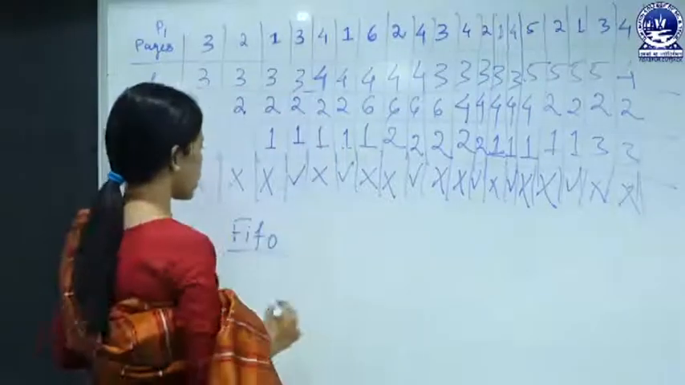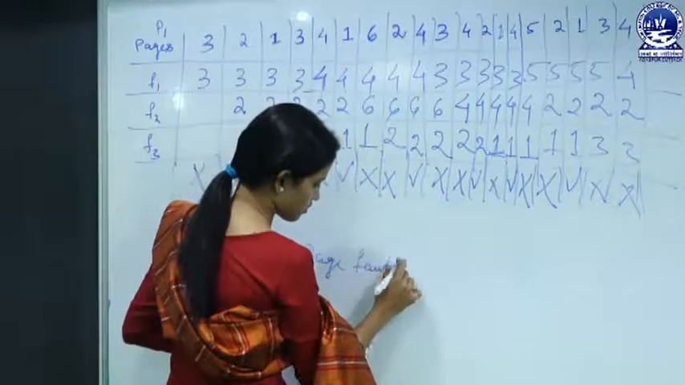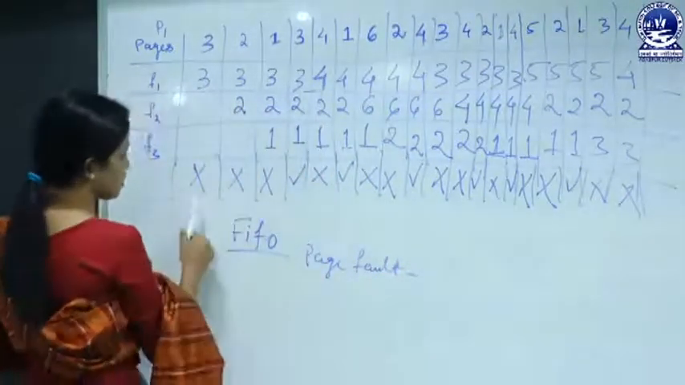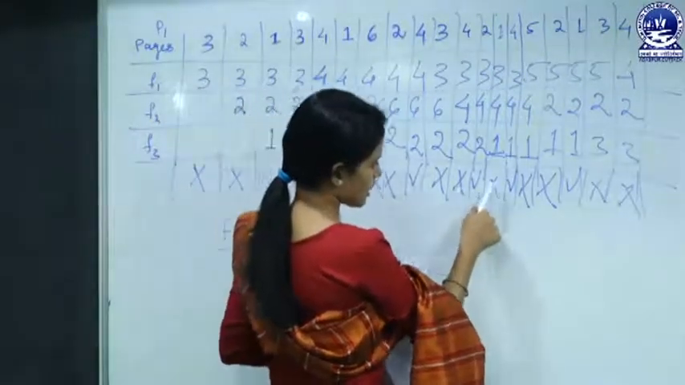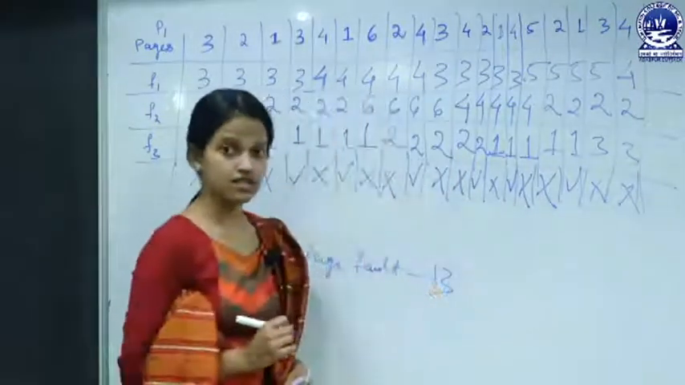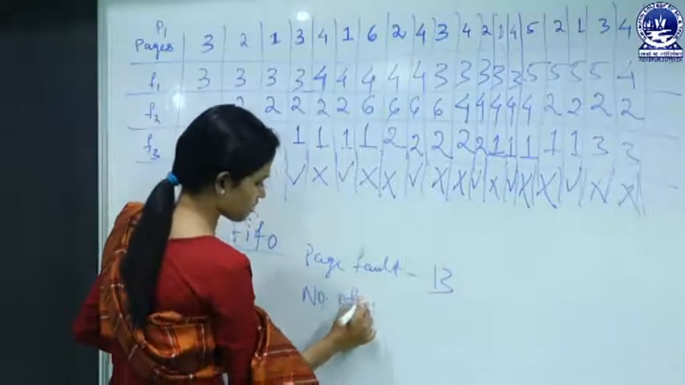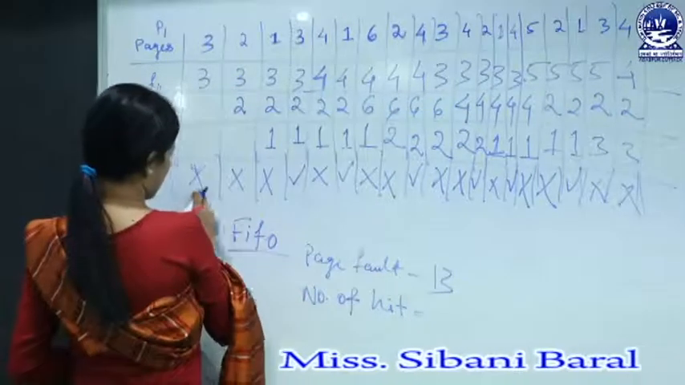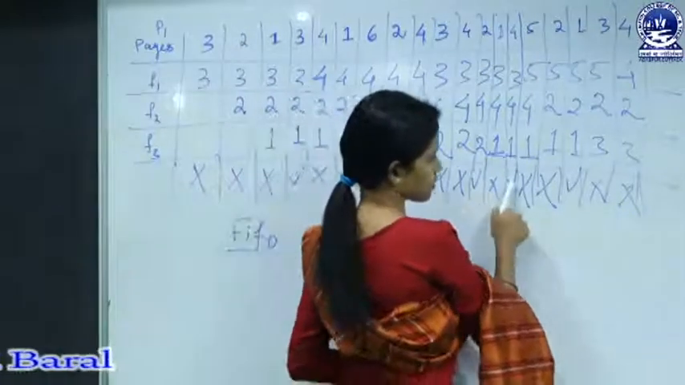Okay. So now count the page faults. How many page faults are there? Count: 1, 2, 3, 4, 5, 6, 7, 8, 9, 10, 11, 12, 13. The number of page faults is 13. And the number of hits: 1, 2, 3, 4, 5, 6.